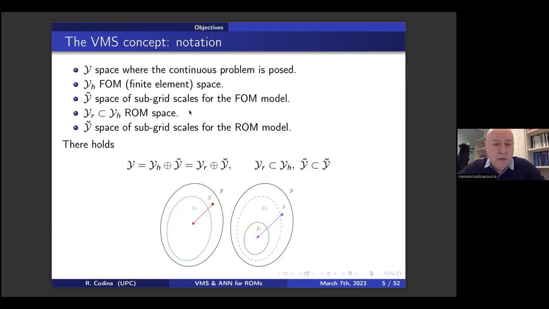So first, Y can be split as Y_h plus Ỹ, the finite element space plus the subgrid scales space from the finite element space. And the same for the reduced order model space: Y is equal to Y_R, the reduced order model space, plus Y', the space of subgrid scales for the ROM. Keeping in mind that the ROM space is a subspace of the finite element space, we have that the space of subgrid scales of the full order model is a subspace of the space of subgrid scales of the reduced order model. So I hope it's clear from this picture what I mean.